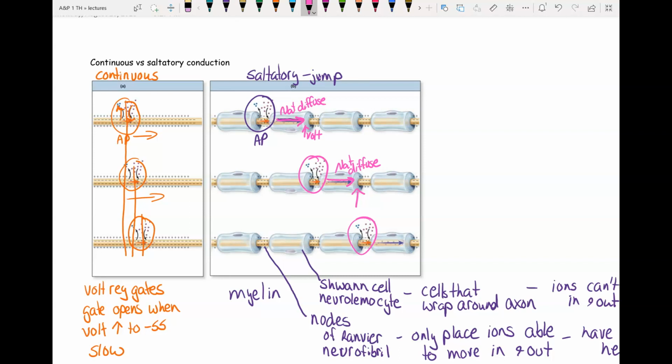So we're still moving the action potential this direction, but we're skipping large sections of the axon. You only have the action potential in small areas, the nodes. So this was like when Billy threw the apple to Janelle, and then she threw it to Timmy. So the action potential jumps from node to node. And this is much faster.